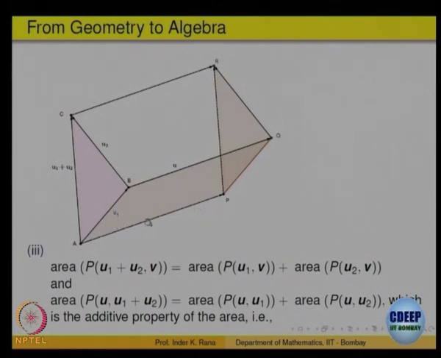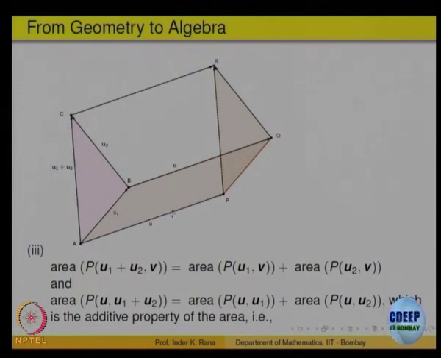Geometrically, you can see we are using the fact that the geometric concept of area is an additive function. If you have two non-overlapping regions, the area of the union is equal to the sum of the areas. So, that property is used. The area of the parallelogram spanned by u1 plus u2 and v is the same as the area of the parallelogram u1 v plus the parallelogram u2 v.